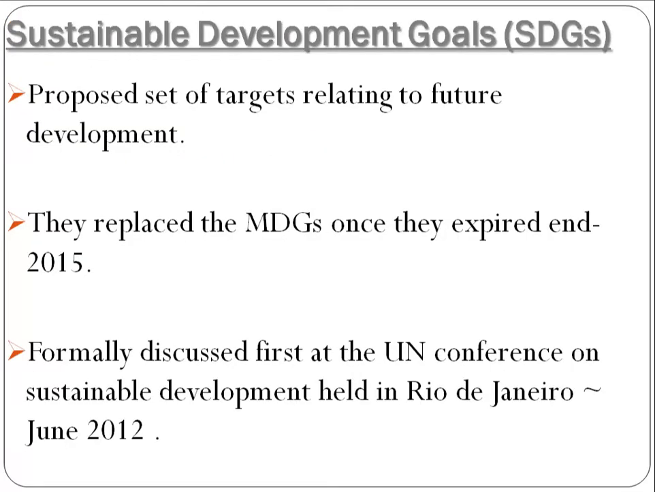All that is fine. So since the MDGs' date expired in 2015, we came across Sustainable Development Goals. And what are the Sustainable Development Goals, or SDGs for short? Proposed set of targets relating to future development. They replaced the MDGs once they expired at the end of 2015, formally discussed first at the UN Conference on Sustainable Development held in Rio de Janeiro, June 2012. The WHO and the UN always meet before the expiry date of these important goals, and then they formulate the way ahead. So imagine in 2012, they already discussed and planned the roads towards health for all, or you can say universal health for 2030.